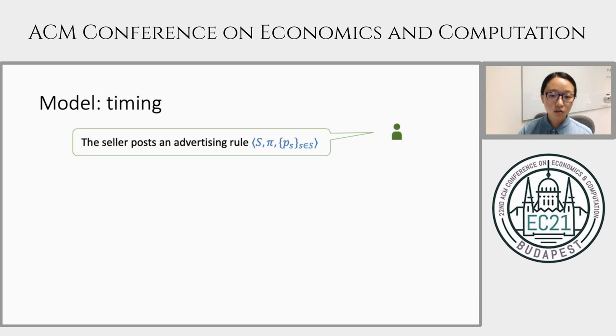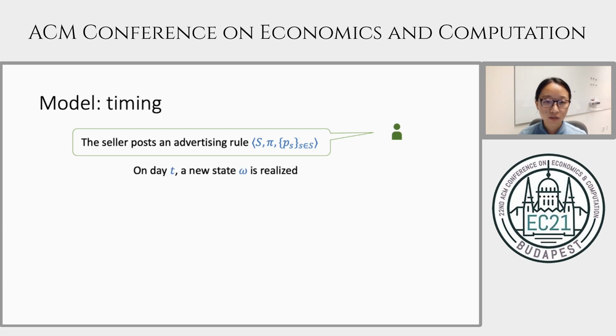So the timing is as follows. We consider a long-term information seller who posts an advertising rule at the beginning. So this can represent that the designer first decides a strategy that she's going to reveal some random sample of the dataset that she's going to sell in the future, or she decides that she's going to reveal the range of flight delays. And then on day T, a new state will be realized. And the buyer arrives, who holds a personal belief about the state.